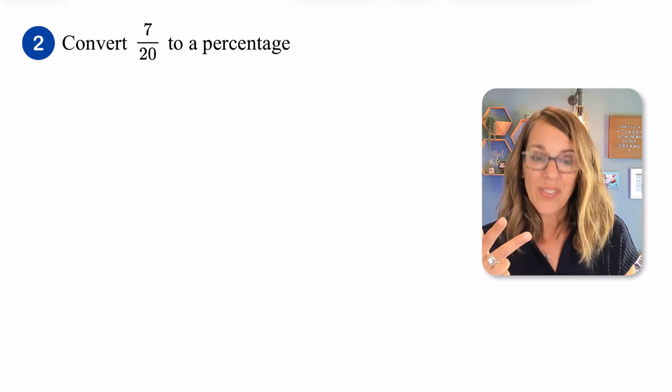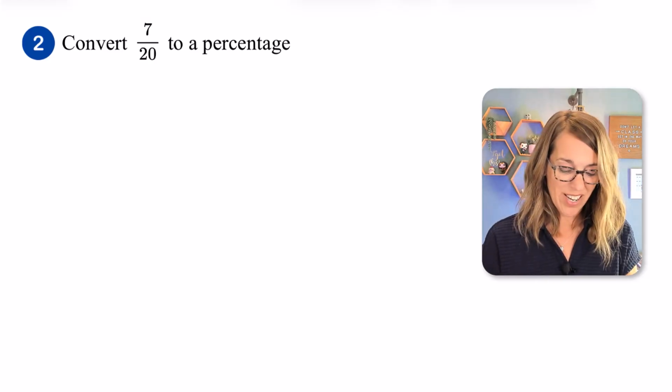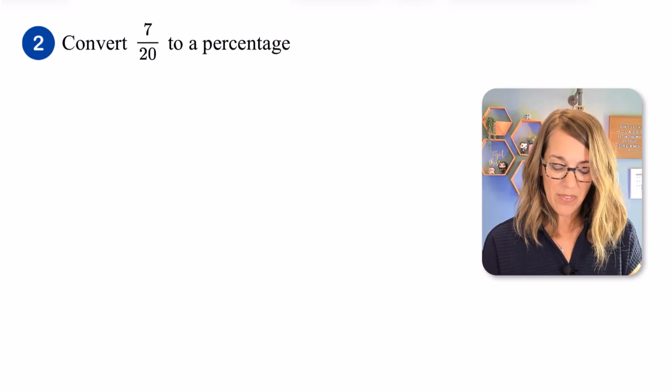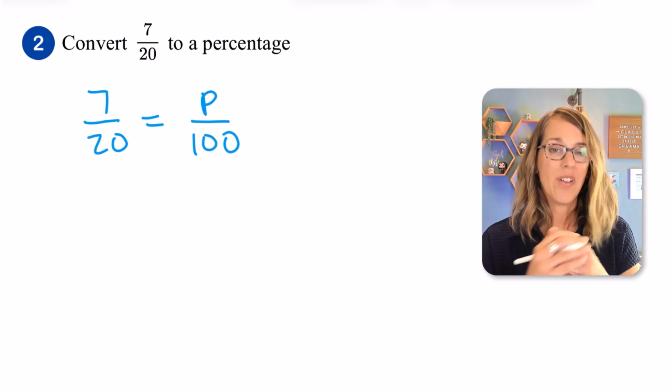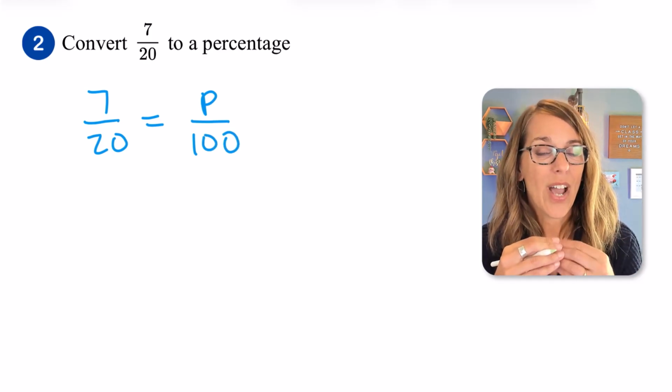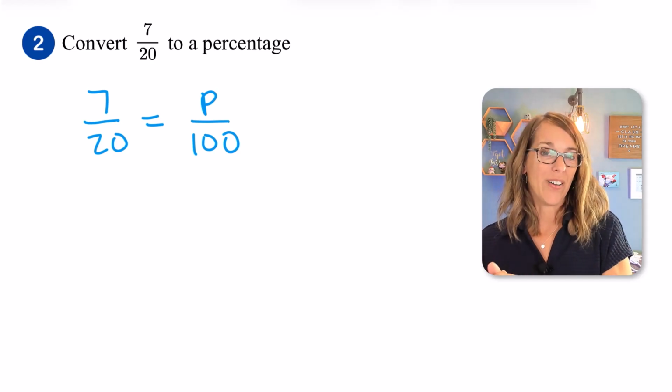Here comes our next one. We want to do 7/20 converted to a percentage. Now, I've talked about a couple of different ways to look at this. So I've got 7/20, and I can certainly set this up as P over 100. We also saw the way to do this using our calculator, doing the division first and then multiplying by 100%.